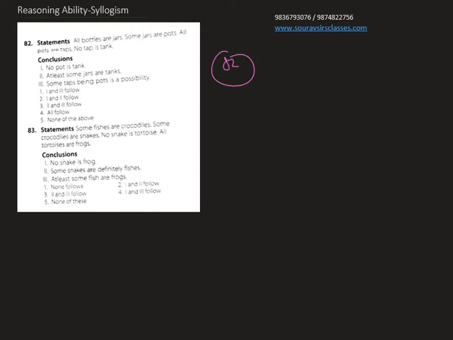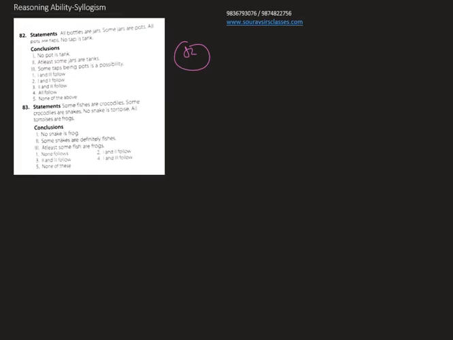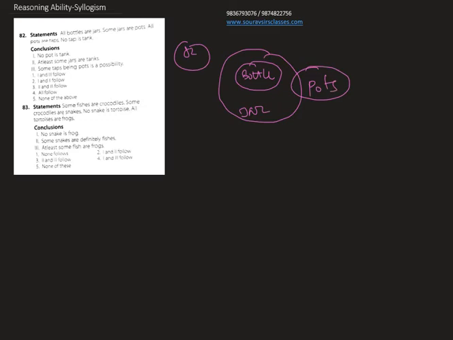All bottles are jars, some jars are pots, all pots are taps, and no tap is tank. These types of questions are solved using diagrams, so first of all we need to draw the diagram. This is the bottle set, this is the jar set, this is the pot set, and all pots are taps, therefore taps is a superset of pot, and there is no link between tank and taps. Now let's see conclusion 1.